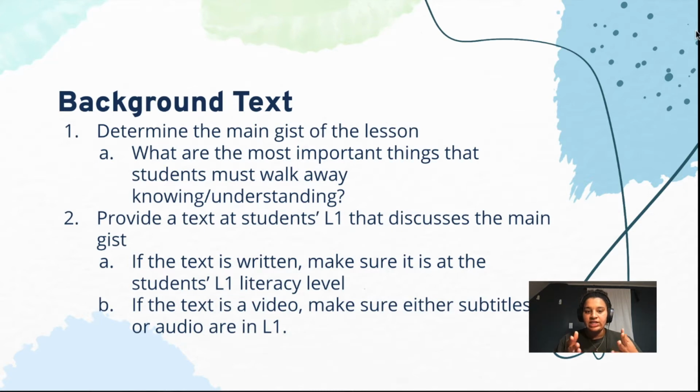If the text is a video, make sure that the subtitles or the audio are in the native language, and the other component can be in English. Again, you want to make sure that you're making connections between the native language and the target language, or English.